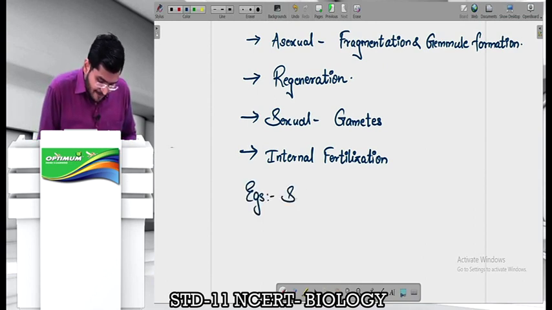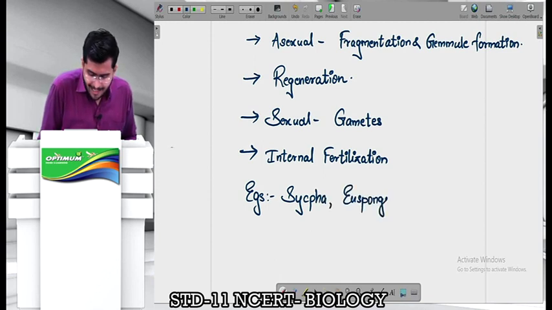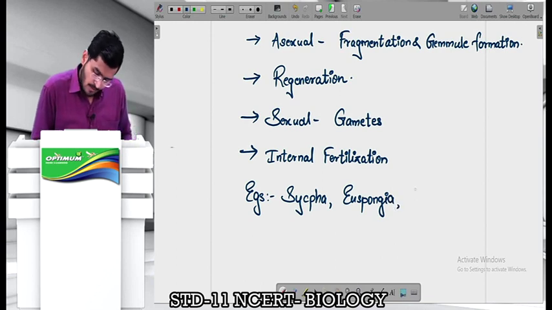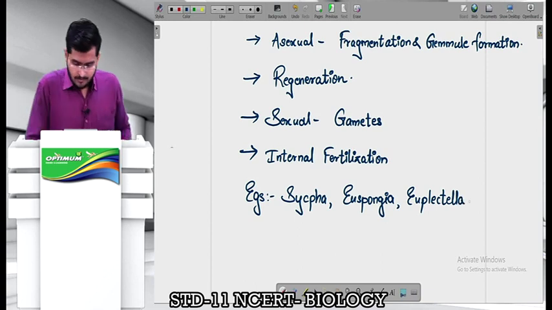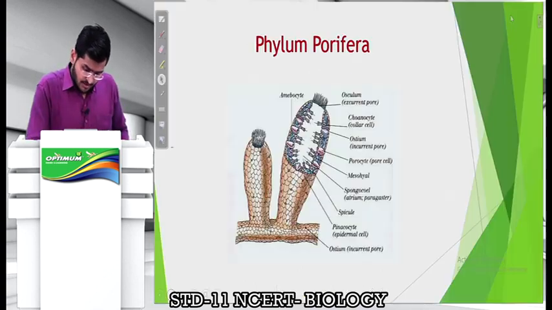So we have Sycon, we have Euspongia, which is also popularly called bath sponge, and Euplectella. Okay. Now let us have a look at the images.